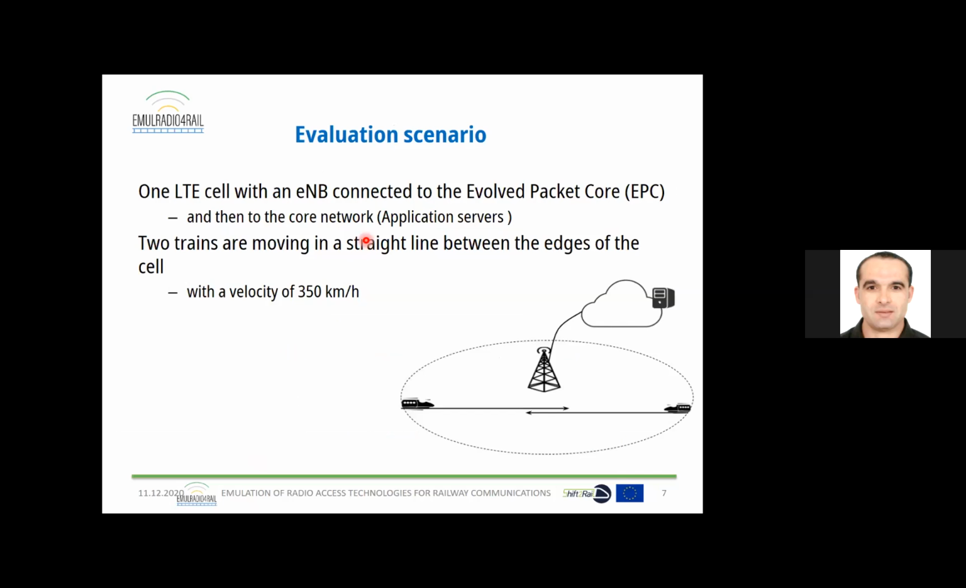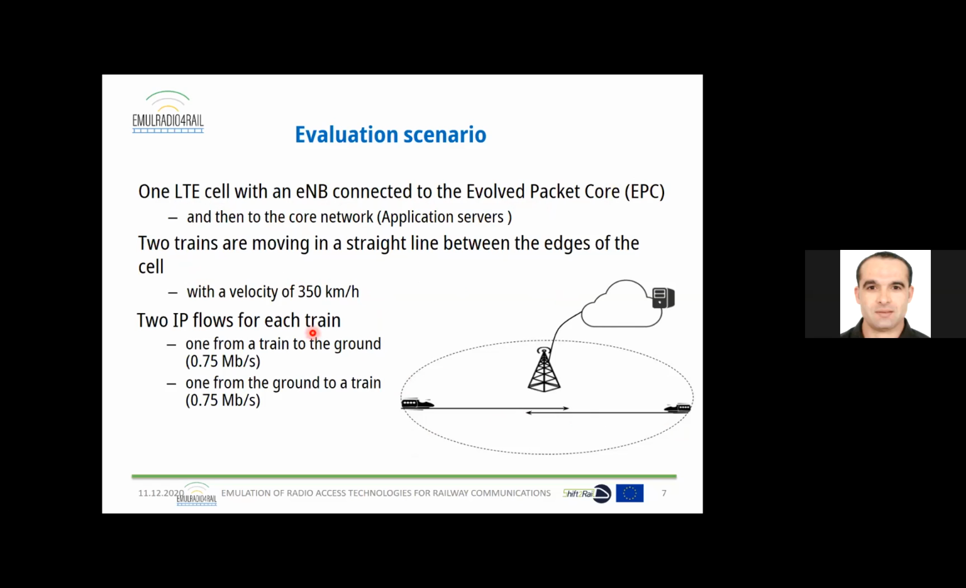For the evaluation scenario, we consider one LTE cell with an eNodeB connected to the evolved packet core and then to the application server. We modeled two trains that are moving between the edges of the cell with a velocity of 350 km per hour. We consider two IP flows per train, one from the train to the ground and one from the ground to the train, with a throughput of 0.75 megabit per second.